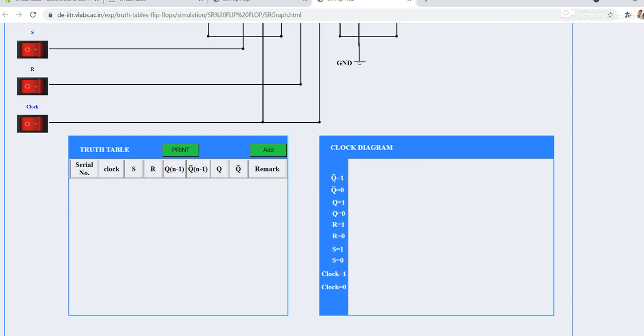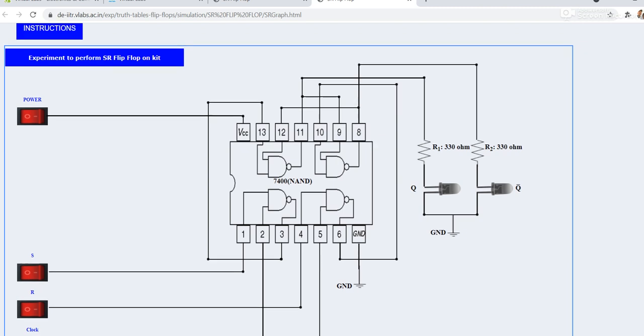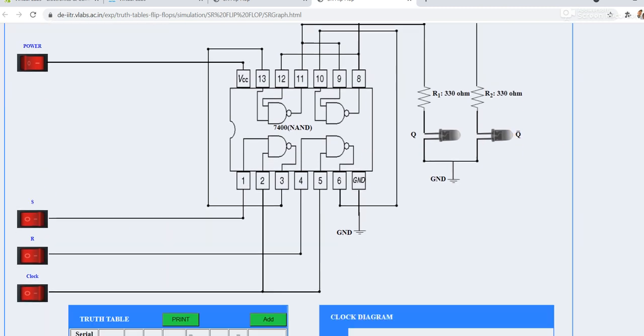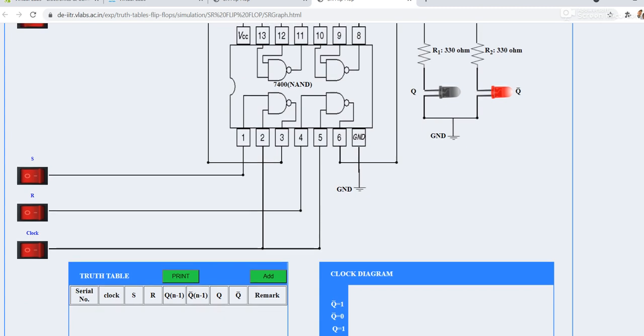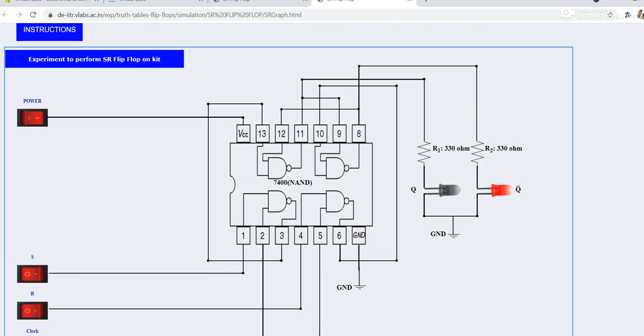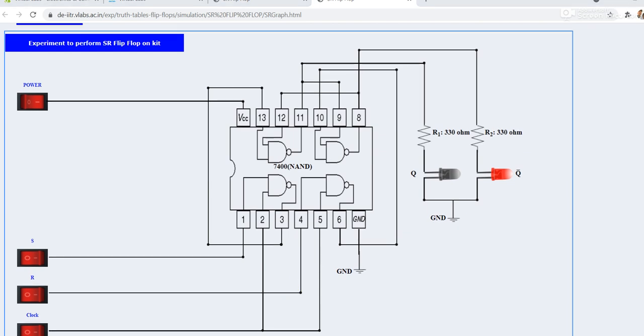First of all, our task is to connect the power supply, switch on the power supply, then apply the values of S and R. The first condition is S equal to 0 and R equal to 0. After connecting the power supply to the VCC pin of the 7400 IC, we have to apply the values of S and R.